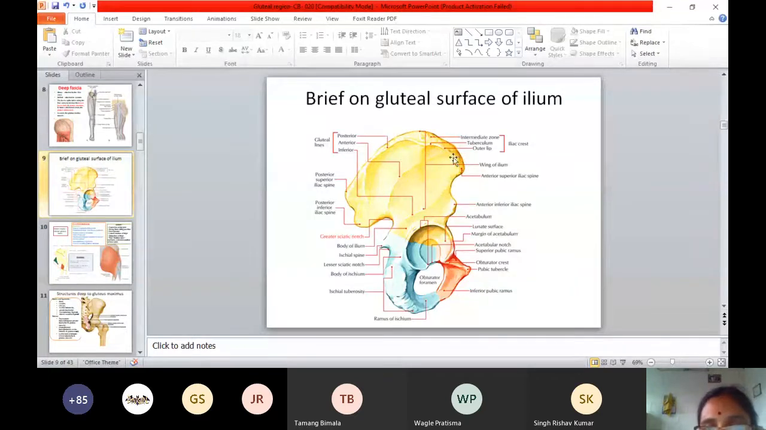This whole is the iliac crest. The iliac crest extends from this conical bony projection, which is known as the anterior superior iliac spine. Posteriorly, this is known as the posterior superior iliac spine.